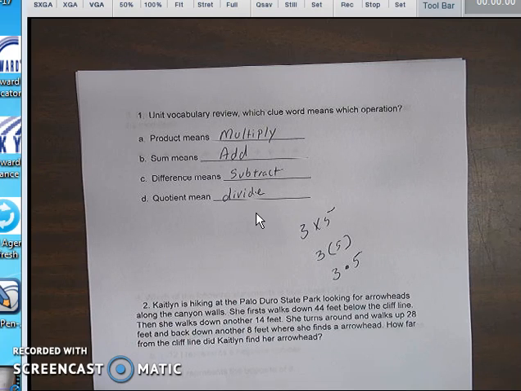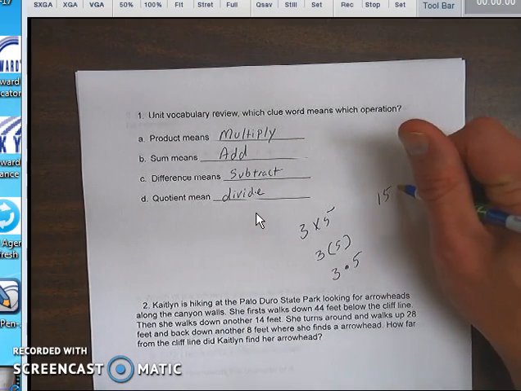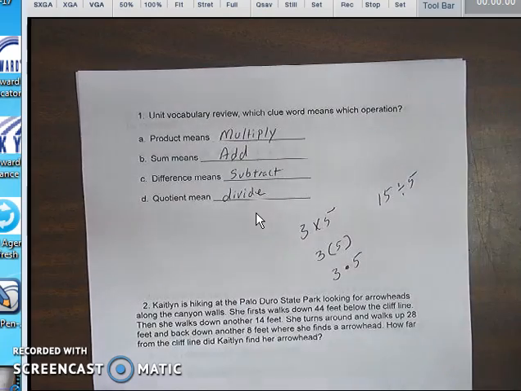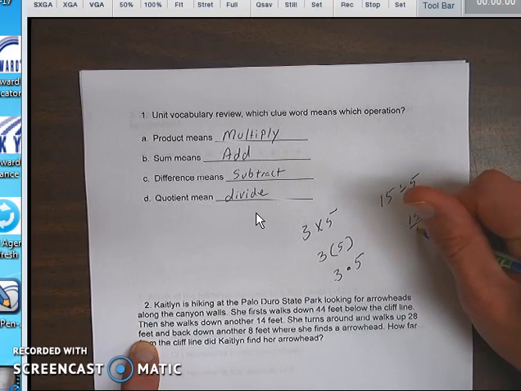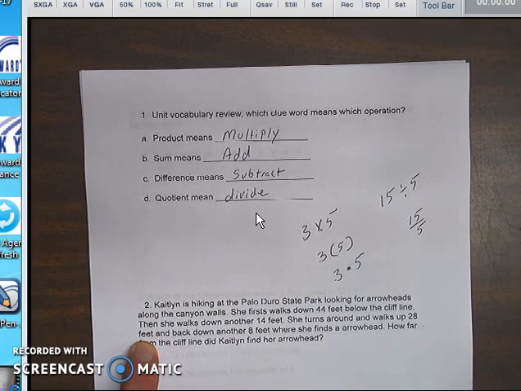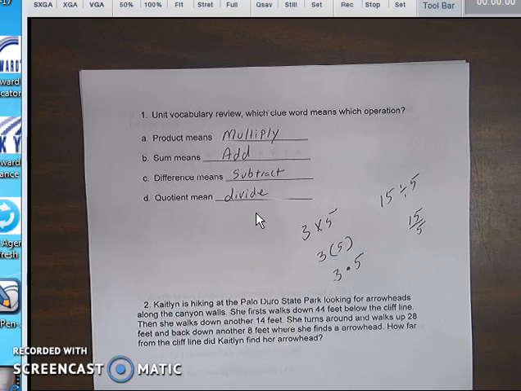And same thing with divide. They might actually use the divide symbol, like 15 divided by 5. Or they might write it like a fraction, like 15 over 5, which you know that this little line right here means to divide. These words are all words that you should know by now. If you don't, take a little time, really learn them, okay?